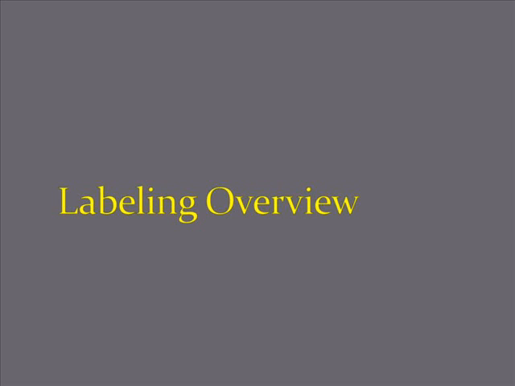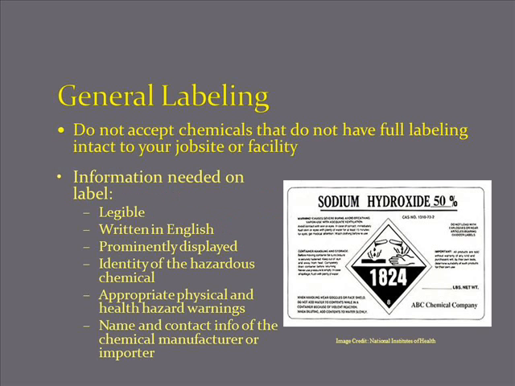Our next subject in the MSDSs is labeling overview. General labeling. Do not accept any chemicals that do not have full labeling intact on your job site or facility. Information needed on the label: it must be legible, must be written in English, prominently displayed, identity of the hazardous chemical, appropriate physical and health hazard warnings, and the name and contact info of the chemical manufacturer or importer.